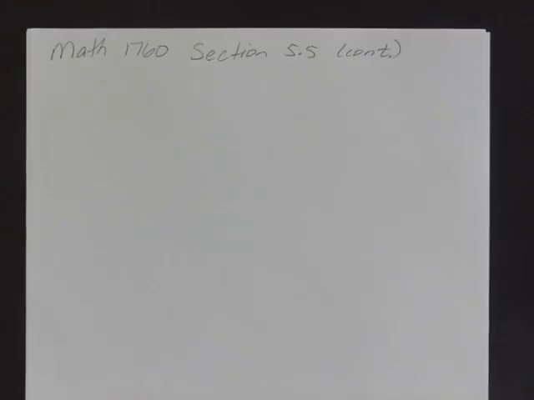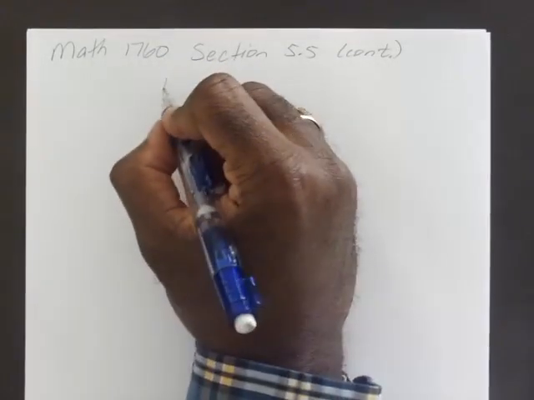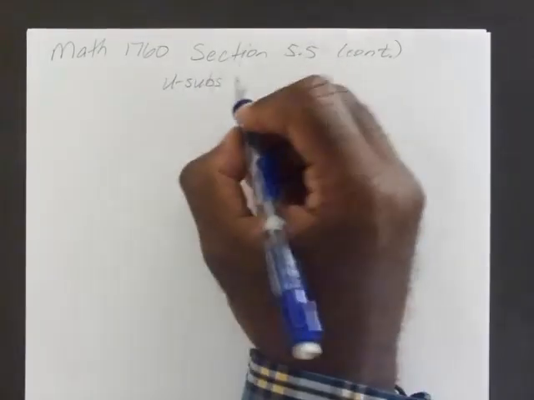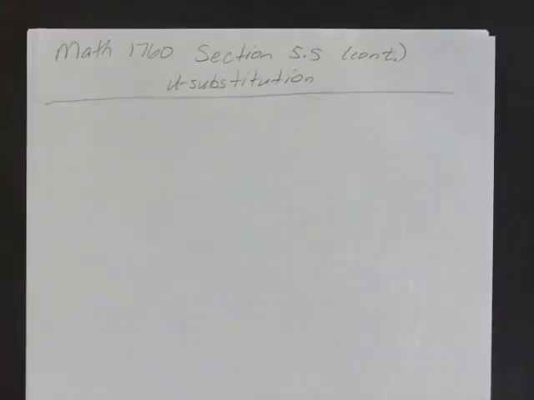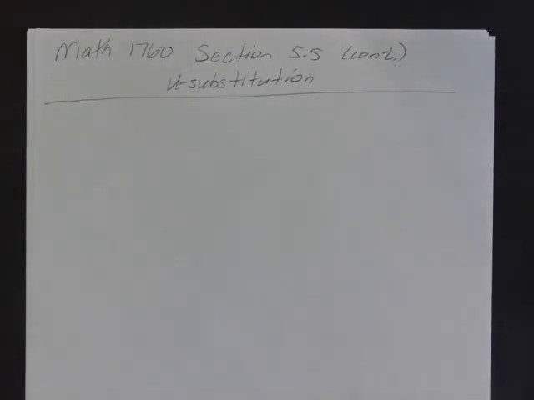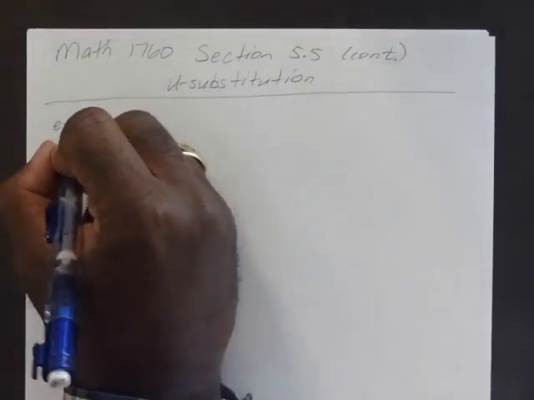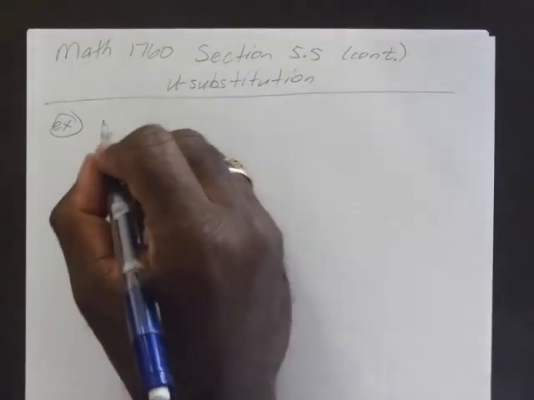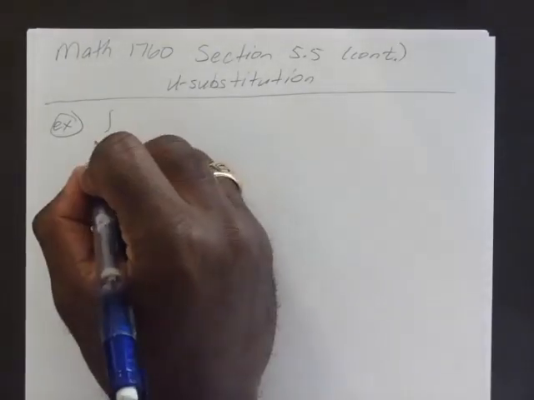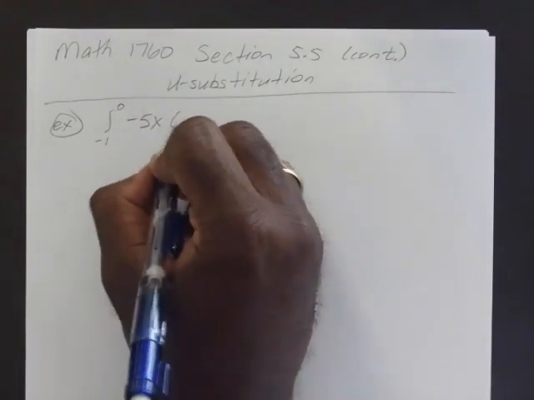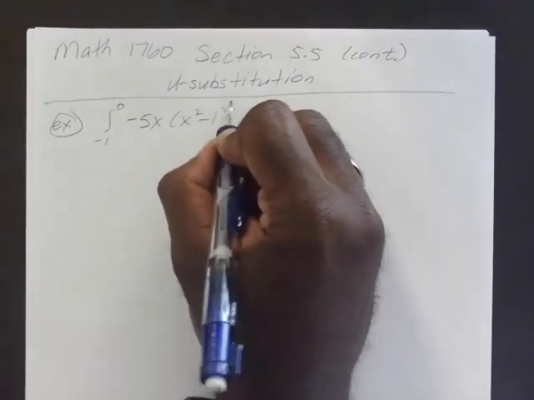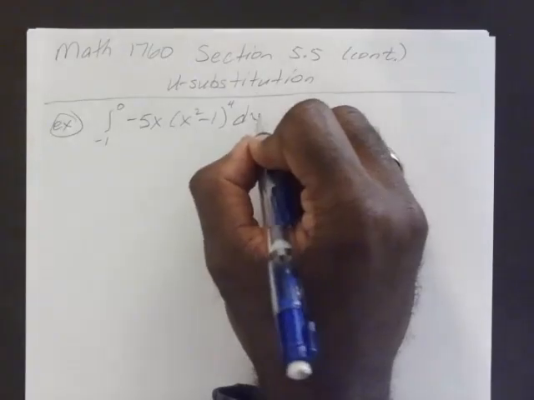Okay, so today we are going to finish up 5-5 and hopefully 5-6 as well. And this is our u substitution. So let's say, for example, we wanted to integrate from -1 to 0, -5x times x squared minus 1 to the 4th power with respect to x.